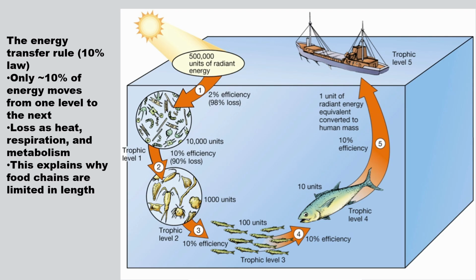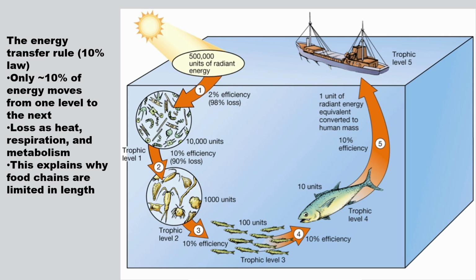The same thing happens again with the secondary consumers. When they eat the primary consumers, they receive only 10% of the previous level's energy, which is now 100 units at trophic level 3. Then at trophic level 4, a large predator eats many small fishes but gains only 10% of the usable energy again. Finally, at trophic level 5, the top predator gains only 1 unit of energy, which is the 1 unit remaining from the original 5 lakh units coming from the sun.